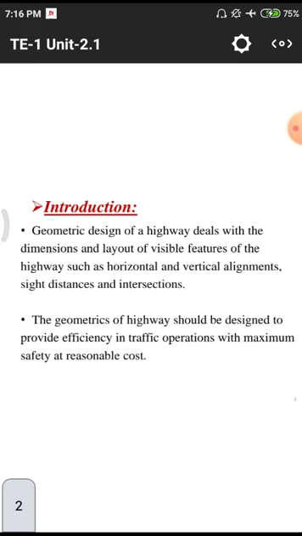And next one, the geometrics of a highway should be designed to provide efficiency of traffic operations with maximum safety and reasonable cost. This and the second point entirely express these intersections. That means in the highway we have to design to provide efficiency in the traffic, maximum efficiency. Efficiency means if we design a particular road for 100 vehicles, then the 100 vehicles should travel in a smooth way.